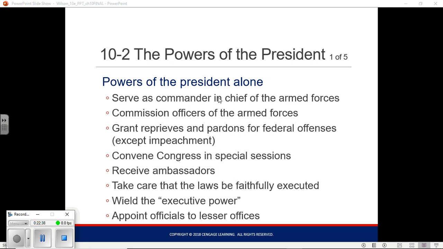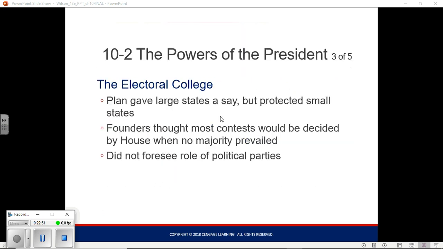And so after a bunch of discussion and debate, we came up with this interesting system that we call the Electoral College. One thing about it, it was to address the concern of the small states. Okay?